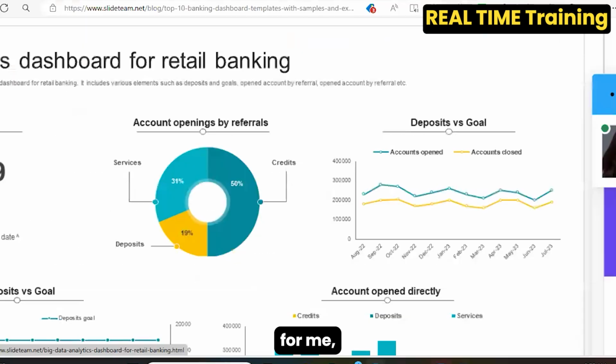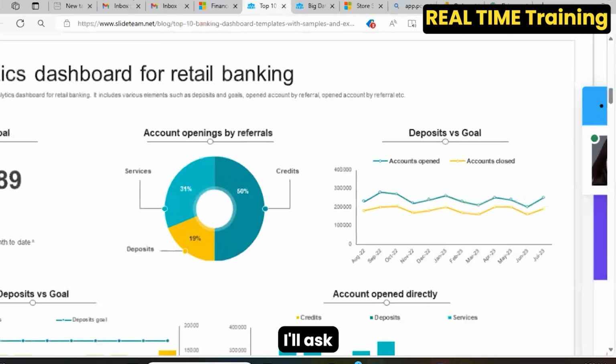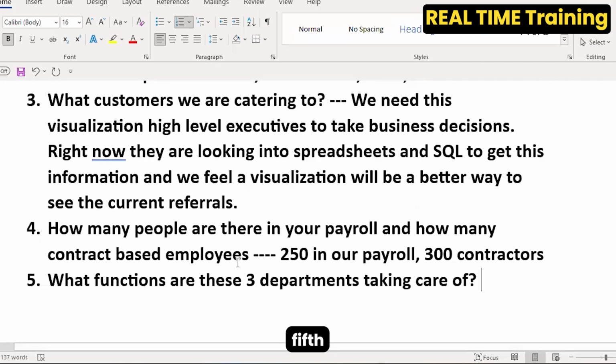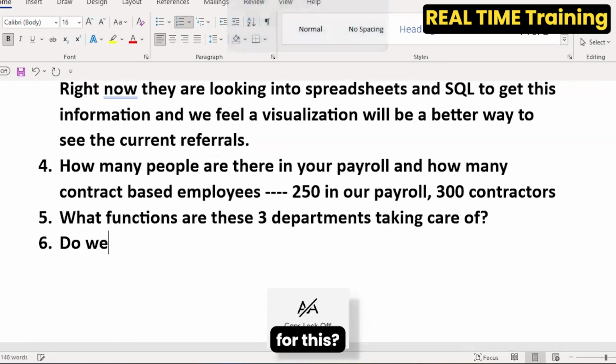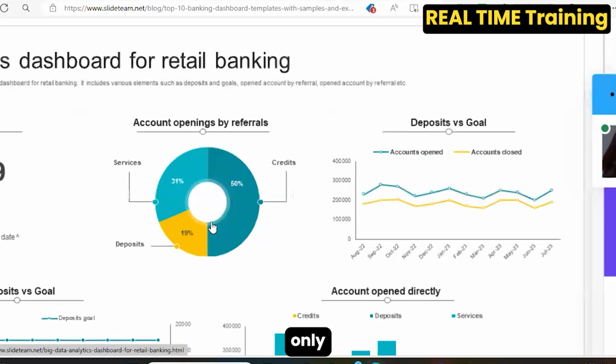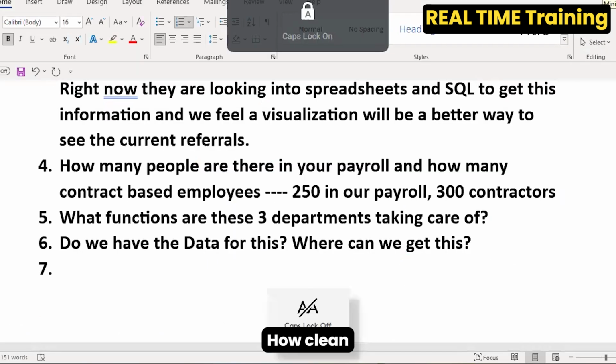Now looking at this, for me as a BA, the next question that I'll ask is, after asking these four questions, only the fifth question I will not ask, I'll ask, do we have the data for this? Where can we get this? Because only the data is getting visualized, right? How clean is the data?